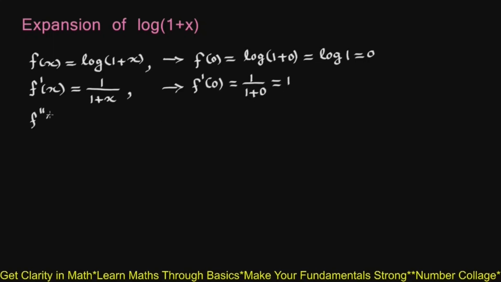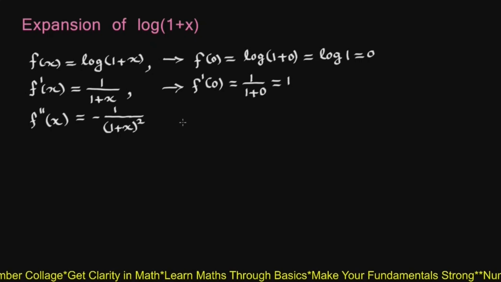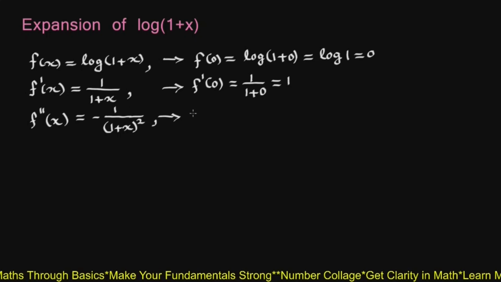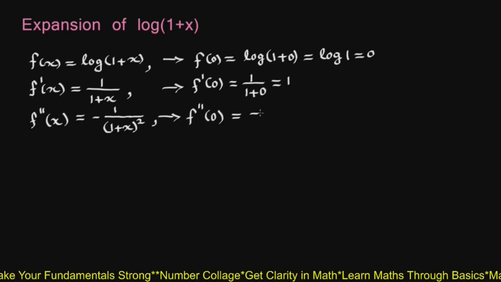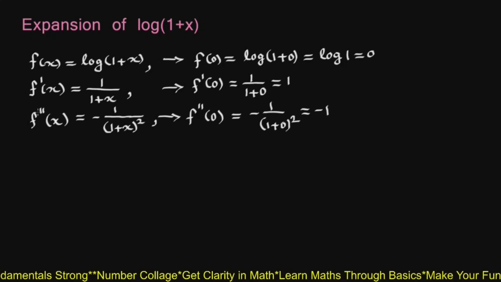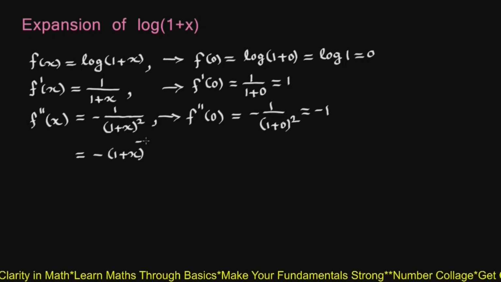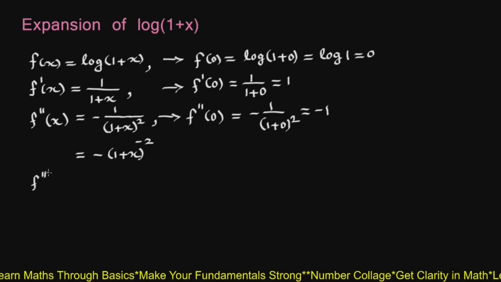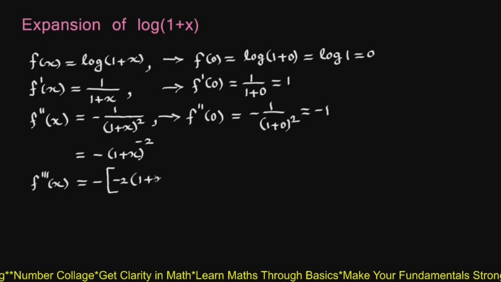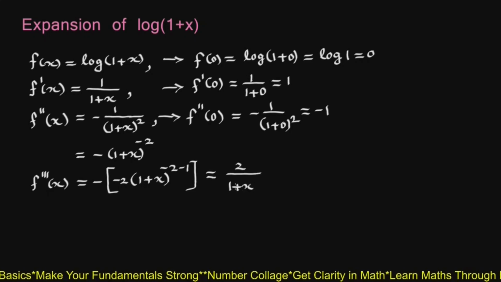Next, f''(x) will be -1/(1 + x)². This is because the derivative of 1/x is -1/x², and f''(0) will be -1/(1 + 0)², that will be -1. This f''(x) can be written as -(1 + x)^(-2). So therefore f'''(x) will be -(-2)(1 + x)^(-2-1), that will be 2/(1 + x)³.